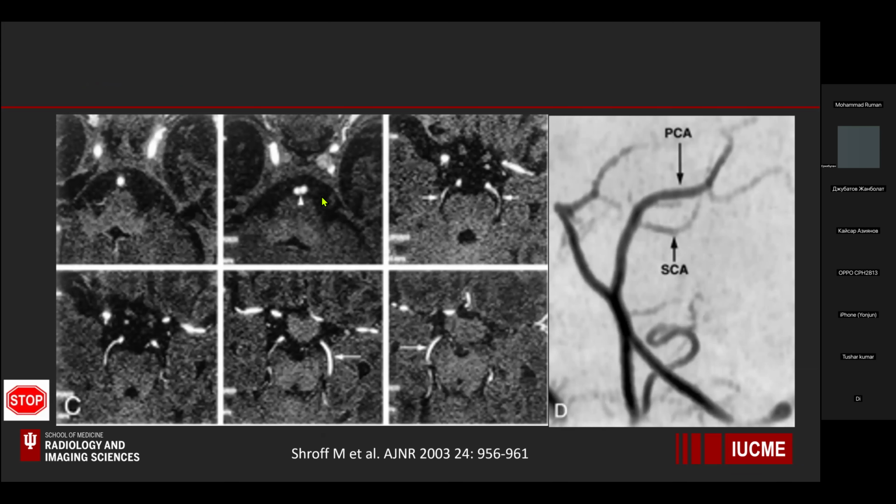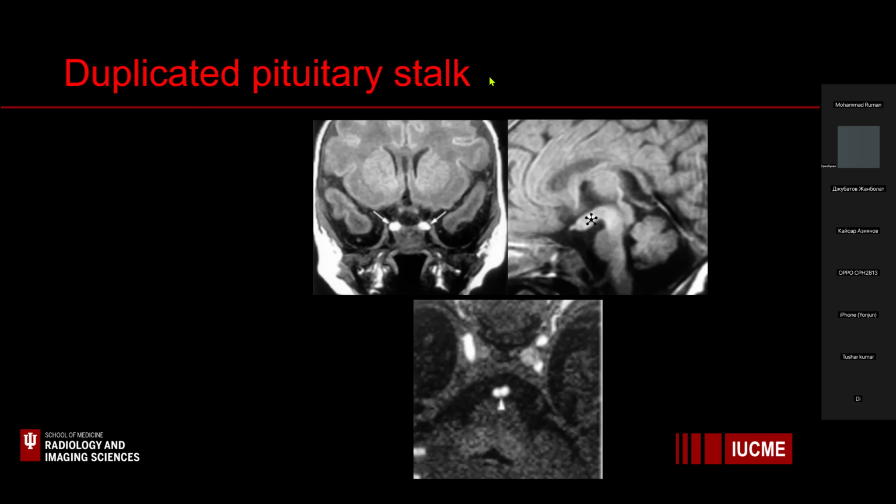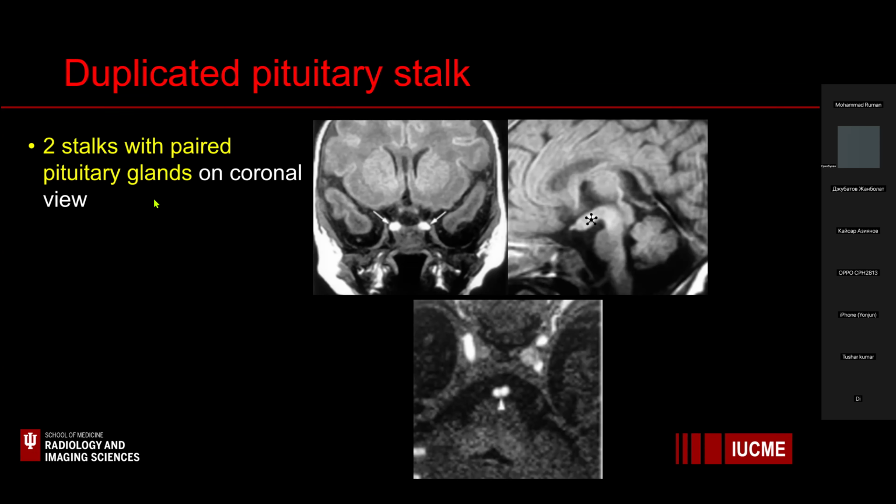And here are some more images. So there's the basilar artery becoming a paired structure, each individual basilar artery giving rise to its own posterior cerebral artery. You can see the pairing of the basilar artery here. And this is nothing but a duplicated pituitary stalk. So just something very unique you may never come across in the clinical setting, but I just wanted you to be aware of it. These patients will have two stalks with paired pituitary glands on the coronal view. You can see that here.